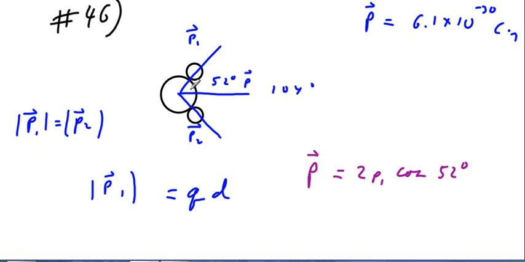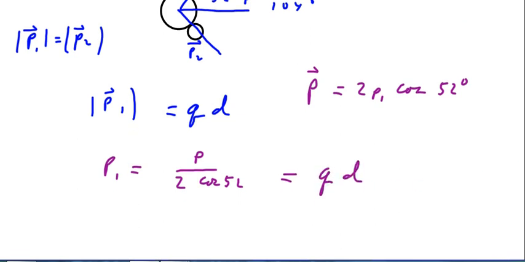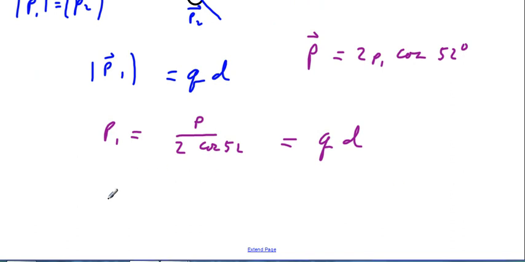And so that's 52 degrees. We want the x component. All right. So we know that P1 is equal to P divided by 2 cosine 52, which has to be QD. And we can get that Q is equal to P over 2D cosine 52. And now it's time to put in numbers.